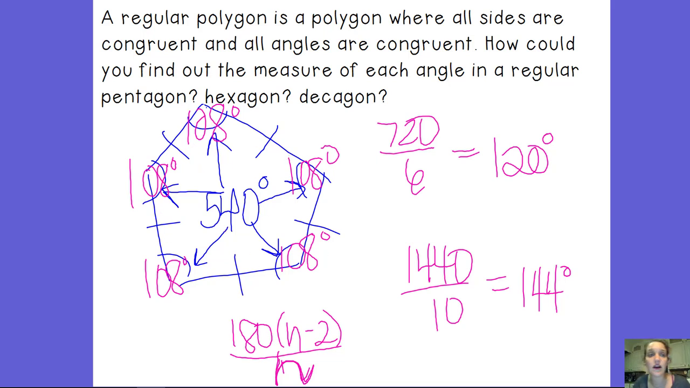And again, this formula only works for regular polygons. If it's regular, all of its angles are congruent. So I'm just going to take the total and divide it by the number of angles.